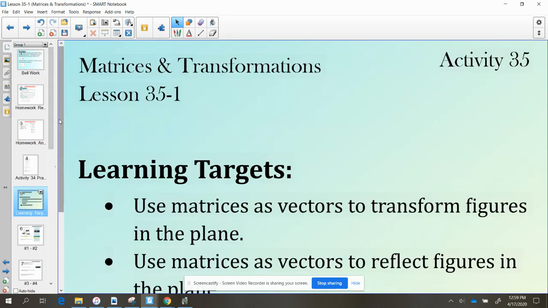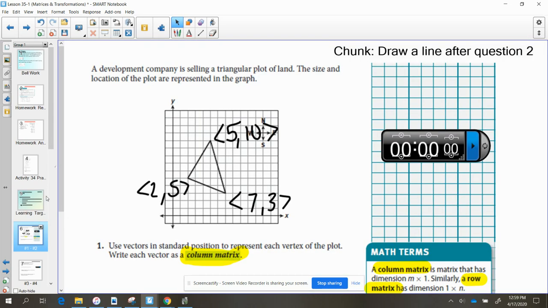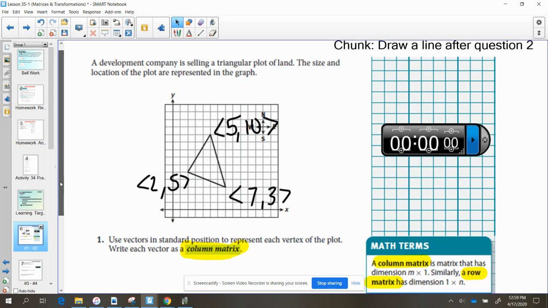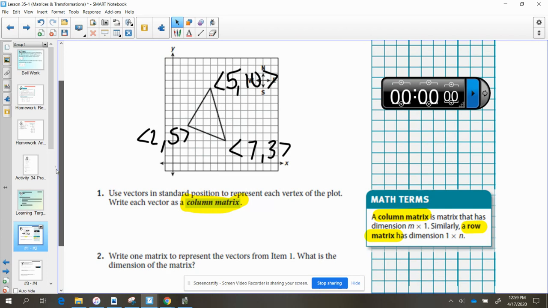Now today we're going to shift gears a little bit. Activity 35 talks about how we can transform figures using matrices. And where we're going to start on this first example here is this triangle representing a portion of land, and they're representing it as vectors, or kind of think of it as points, but they're talking about them as vectors. Notice their wording here, so we're going to say A and B as opposed to X and Y, but same kind of idea.